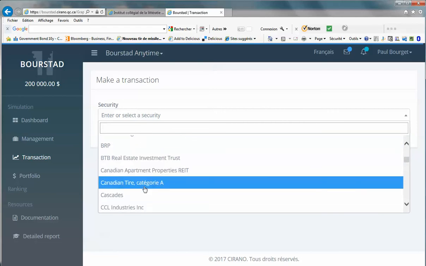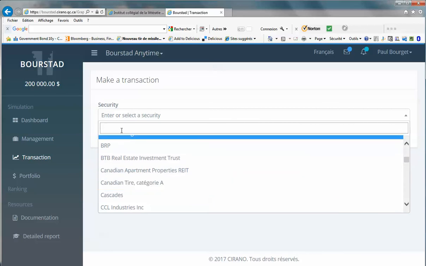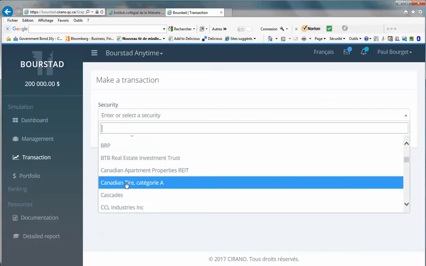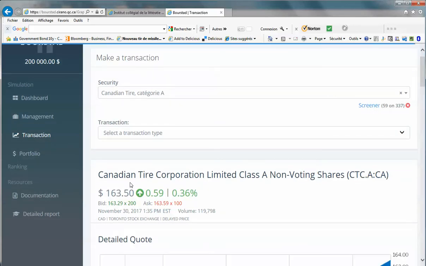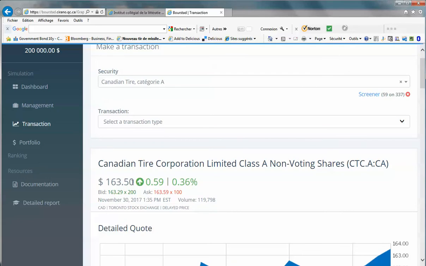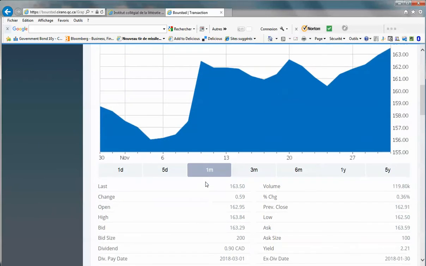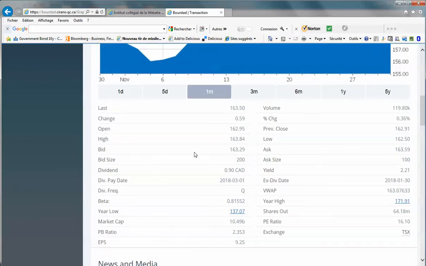I could have written the name Tire or Canadian in that field, and we would have seen the security displayed. So now I see that for Canadian Tire, the last transaction was done at $163.50. I have some information. I can see that currently the bid price, so what a potential buyer is offering, is $163.29. We also have the ask price. It's the price demanded by some people who have the security and are ready to sell it at $163.59.